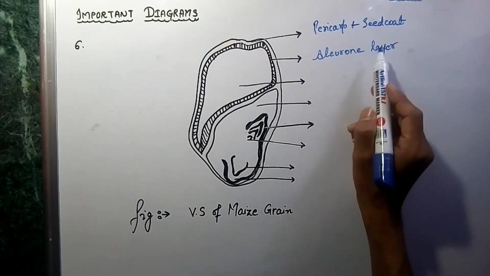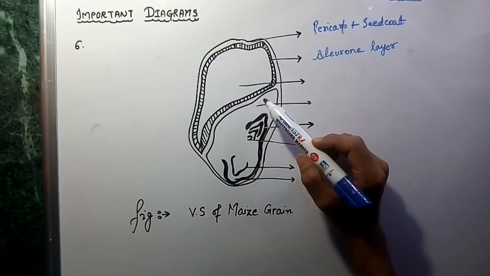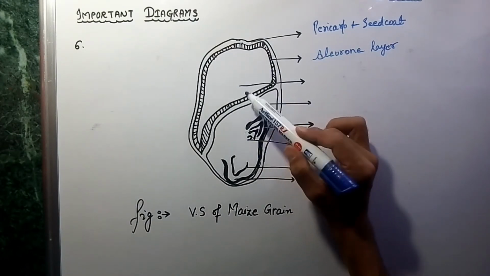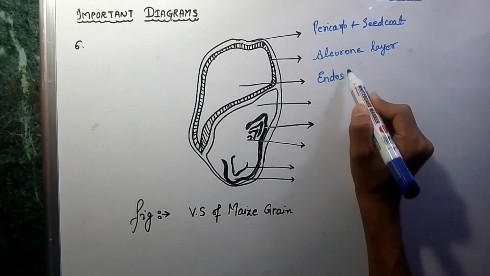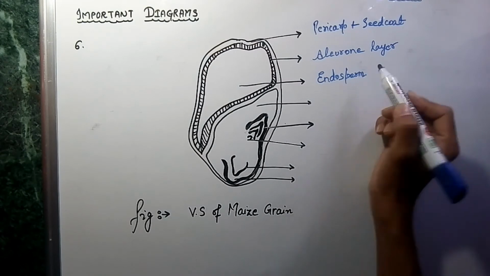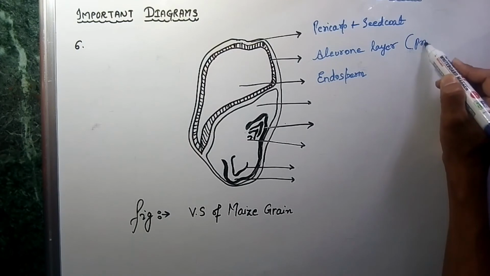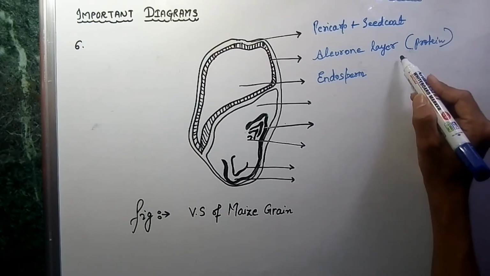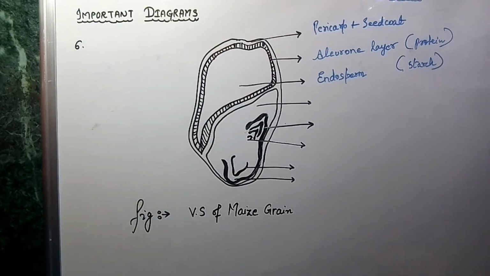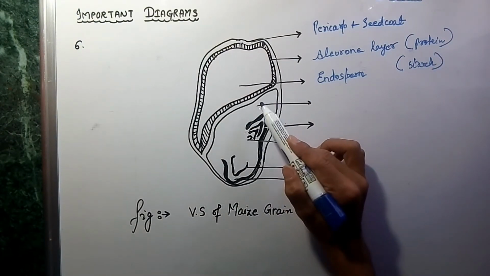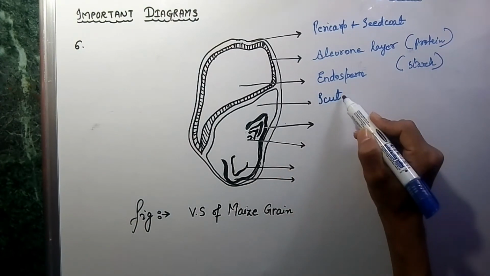This aleurone layer actually stores proteins, and inside the aleurone layer we will see a large massive area, and this area is known as the endosperm, which actually stores starch. So the aleurone layer stores protein, and this endosperm stores starch. Now this is our single cotyledon, and hence it is called the scutellum.